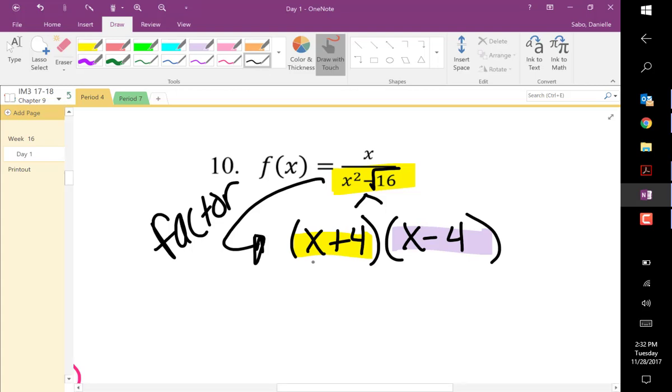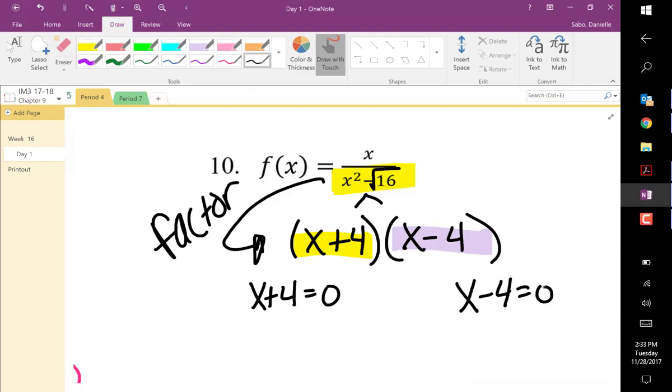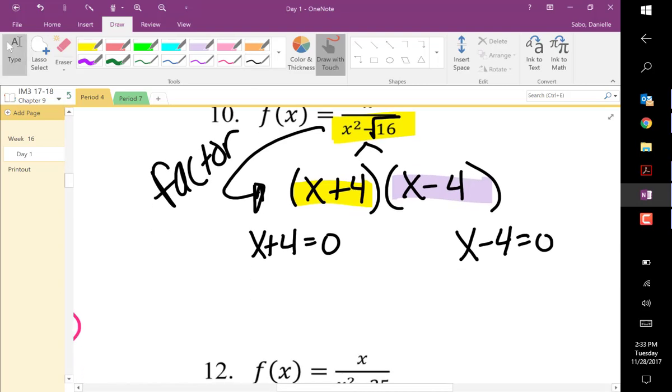Negative 4. Very good. Or you can set it up like we normally do. But this time you're going to have to do it to both of them. That's the only difference, is that you have to set them equal to 0. This is exactly what we did in the bell ringer. So what about this yellow group? What would I have to do to both sides? How would I get the 4 to the right side?